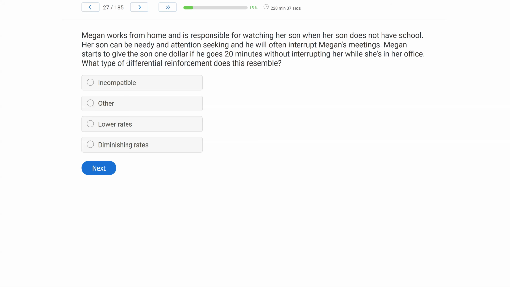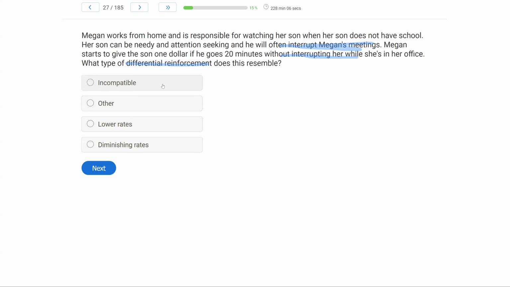So we have a differential reinforcement question, and the first thing we ask is, are we teaching a replacement? Well, what is our target behavior right now? Target behavior is interrupting Megan's meetings. What is Megan reinforcing? She is reinforcing not interrupting. She's not teaching any replacement, but she is reinforcing when a behavior does not happen. So when we reinforce in the absence of a behavior, what do we call that?